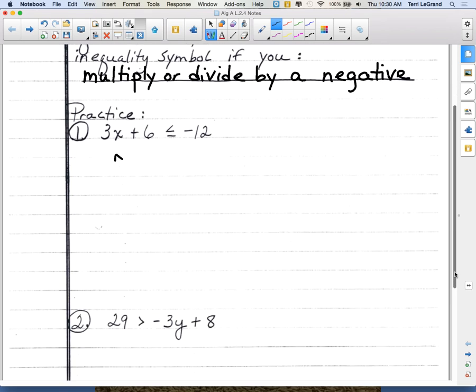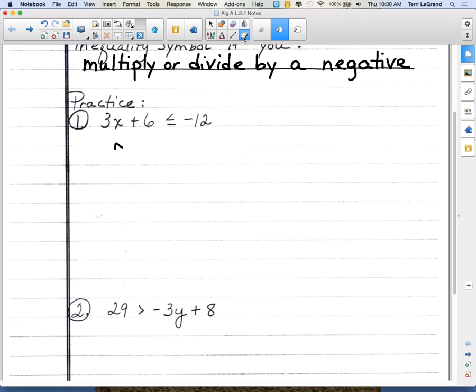Okay, so let's just go right to practicing here. We have our 3x plus 6 is, what does this symbol say right here? Less than or equal to negative 12. What's going to be our first step of work? What did we decide yesterday? That we should always undo what first? Addition or subtraction, multiplication, division? Yeah, the addition and subtraction. So what would be your first step here? Minus 6. Subtract 6 from both sides. Okay, let's go to work.